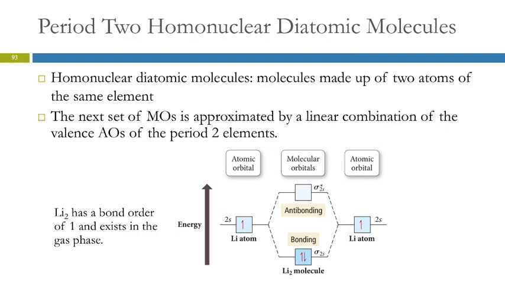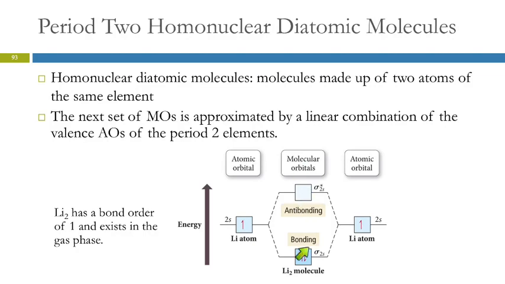So the next one up is number 3, which is lithium. So lithium has, again, we're looking only at valence electrons. We're not looking at core electrons. So lithium has 1 valence electron. It's in the 2s orbital. So here we have a 2s orbital with 1 electron. Over here we have a 2s orbital with 1 electron. Those s orbitals are going to combine into a sigma and a sigma star 2s. One's bonding, one's anti-bonding.